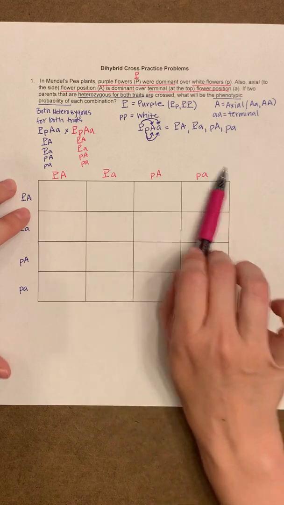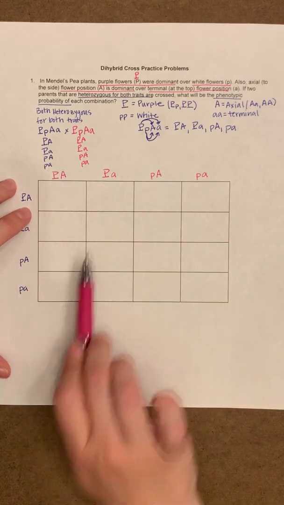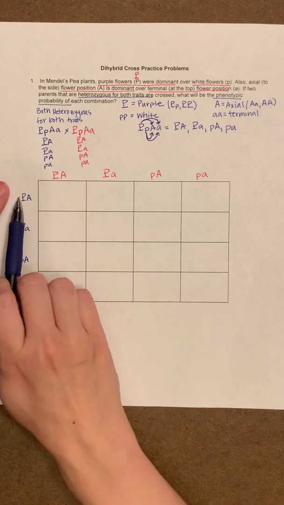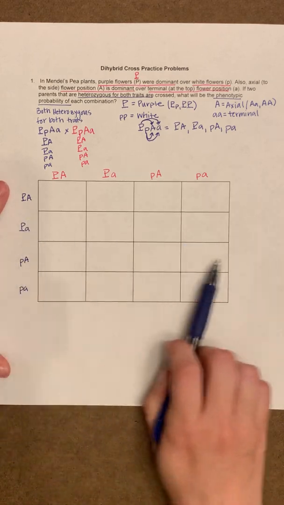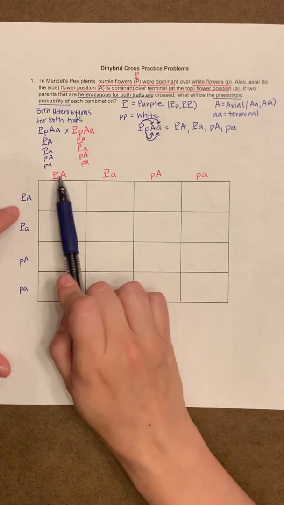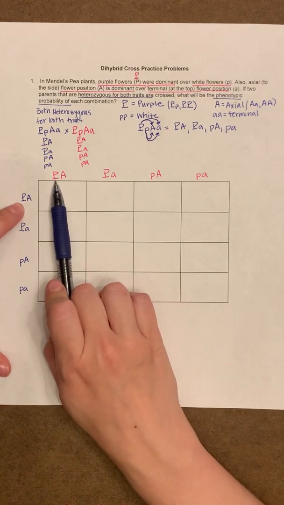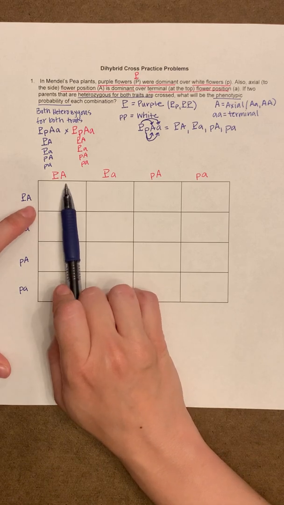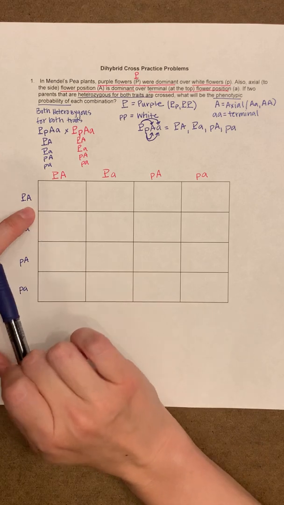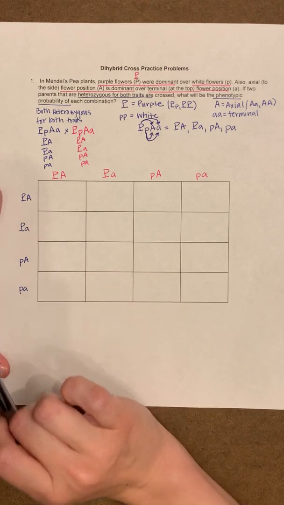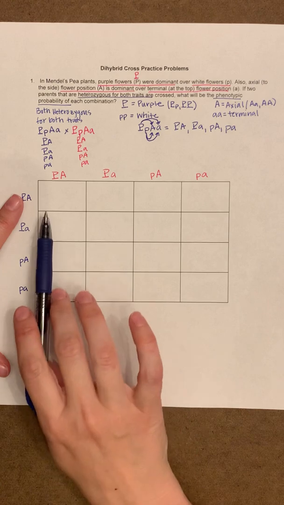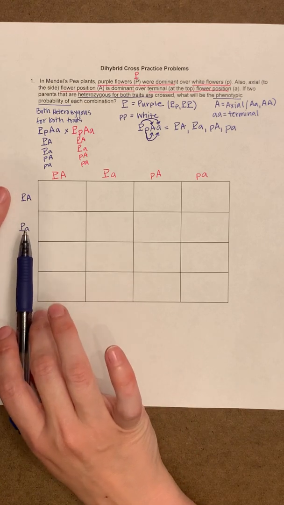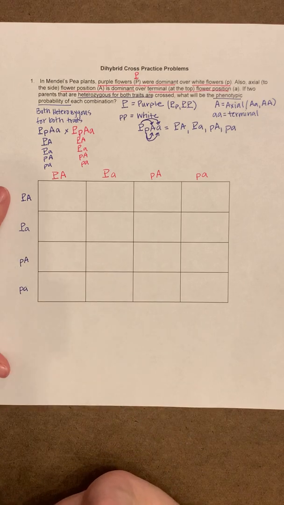So remember, everything from the top you're going to bring down, and everything from the left you're going to bring over to the right. Now when I do this, I like to match alleles that code for the same type of gene together. So I like to group my P's together and my A's together. The other thing I like to do is put capitals first and lowercase second, just because it helps me organize my thoughts when I go through this.